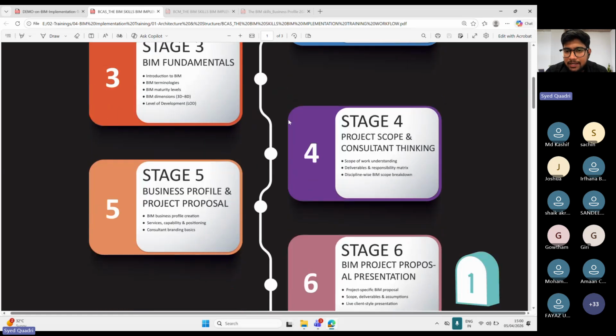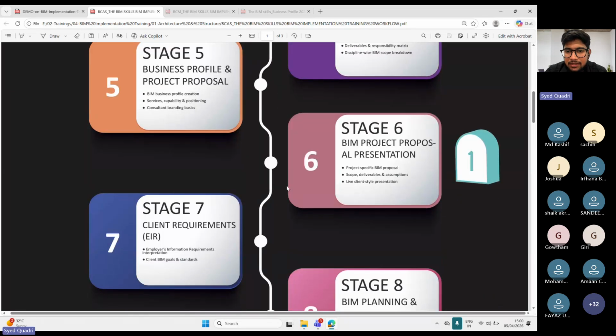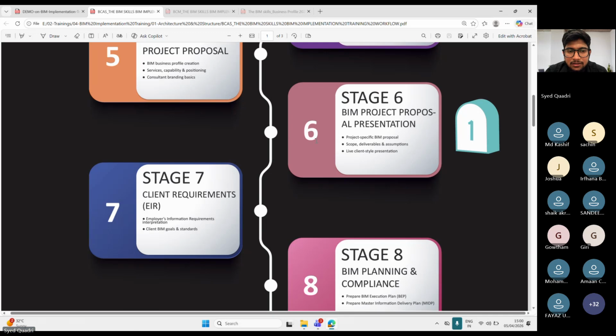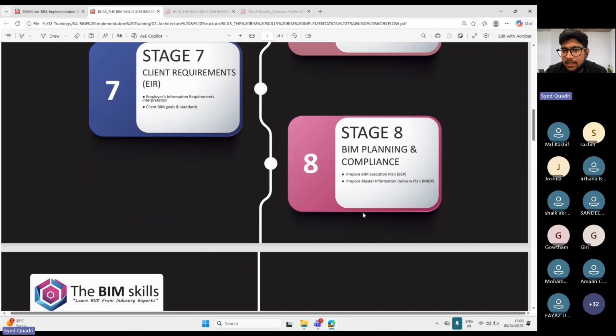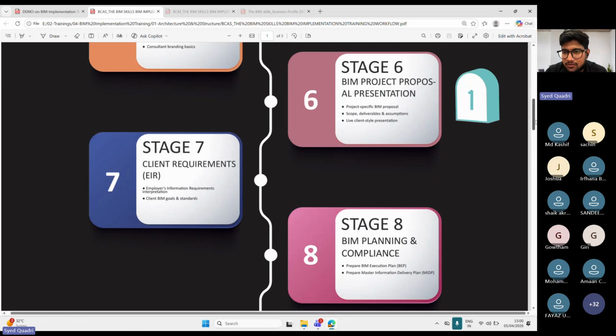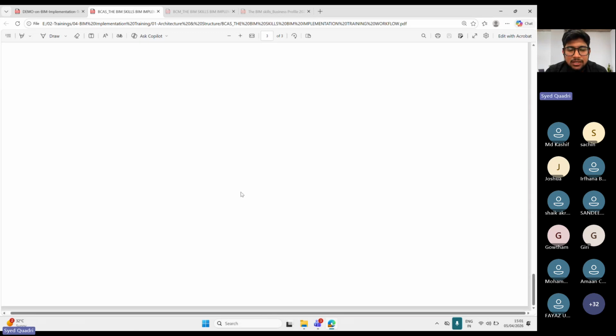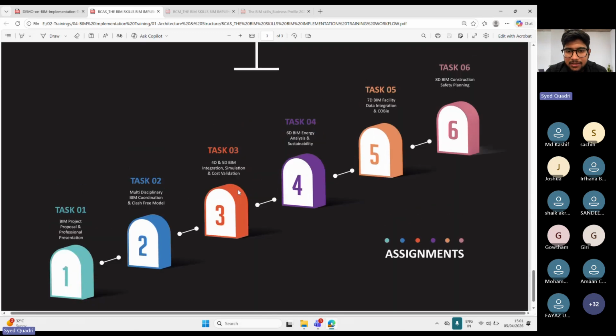Then we will act as a BIM consultant, and you will get one project and scope of work. You will understand, you will think, then you will create the proposal. Then you will present the proposal. Then you will also prepare AIR, BEP. So there are stages. At every stage, we have milestones. Those are called assignments.